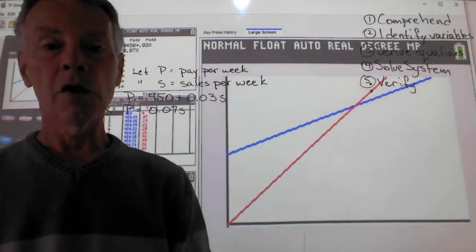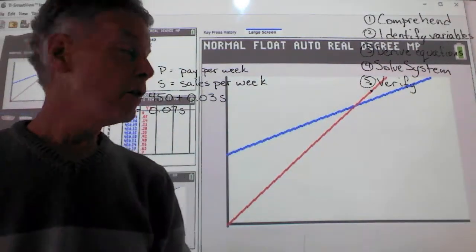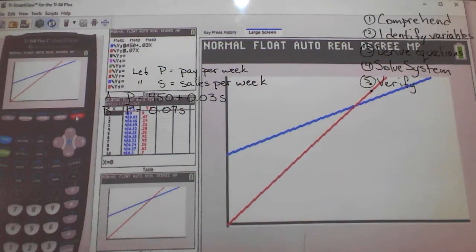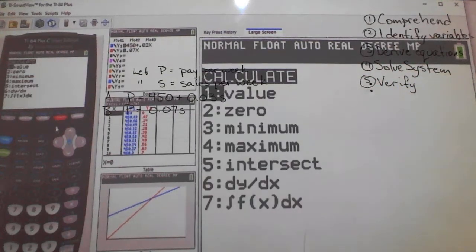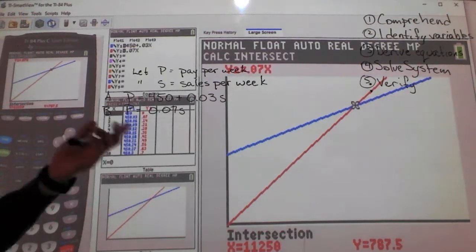Okay? So, once we have that intersection there, we can go and find what the actual values are. And remember, you have to go second and trace. That will give you your options. You want option 5, the intersect, so press 5. And it says, is it on the first curve? You press enter. Is it on the second curve? Press enter again. Do you want me to guess? Press enter one more time, and look at that.